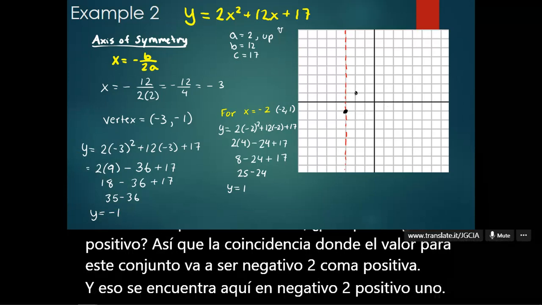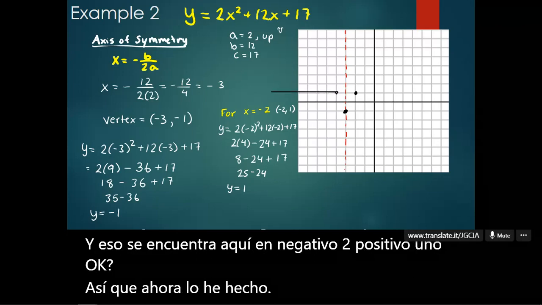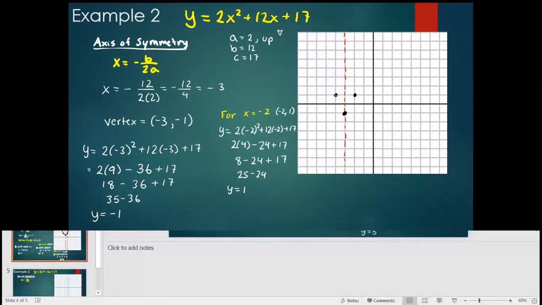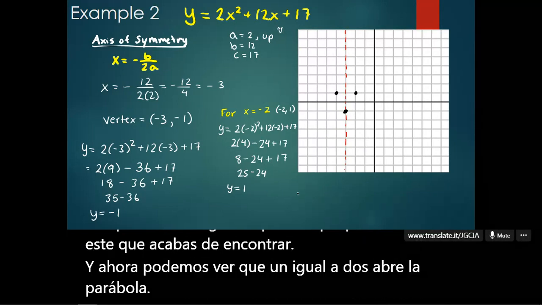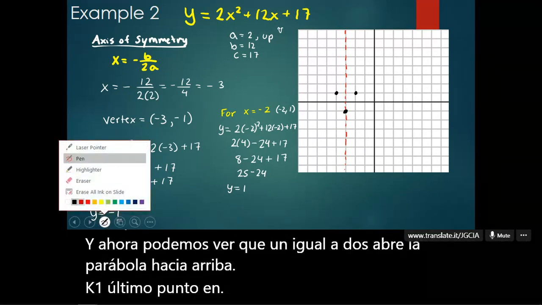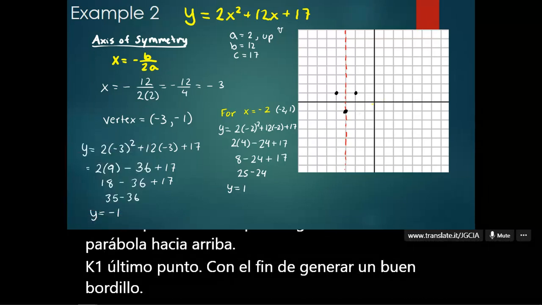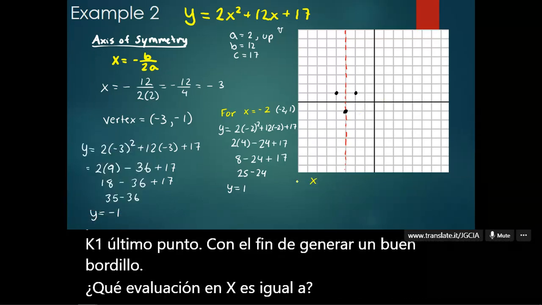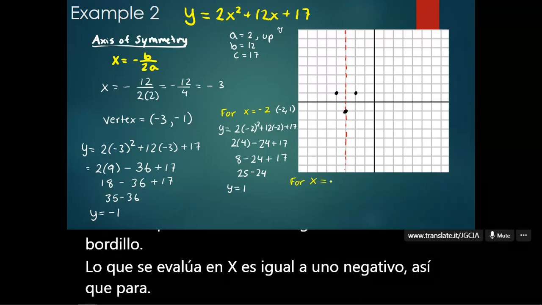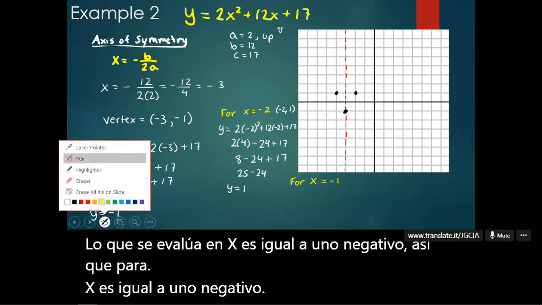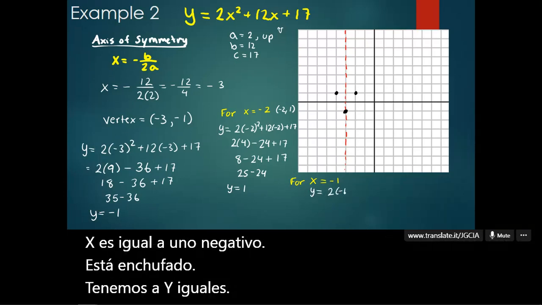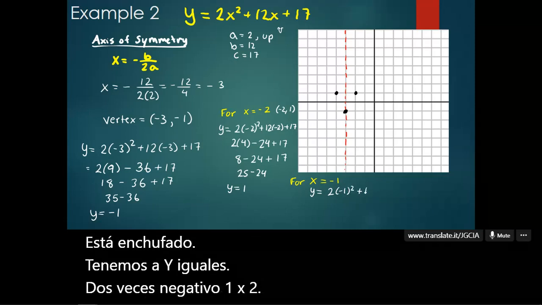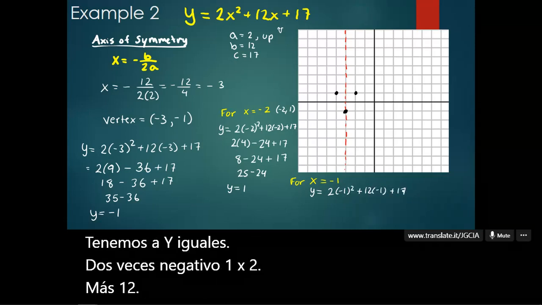Okay? So now that you have 2 points, you can reflect this one that you just found. And now we can see that a equaling 2 does open the parabola upwards. Okay, one last point. In order to generate a nice curve, we'll evaluate at x equals -1. So for x equals -1, let's plug it in. We have y equals 2 times -1 squared plus 12 times -1 plus 17.